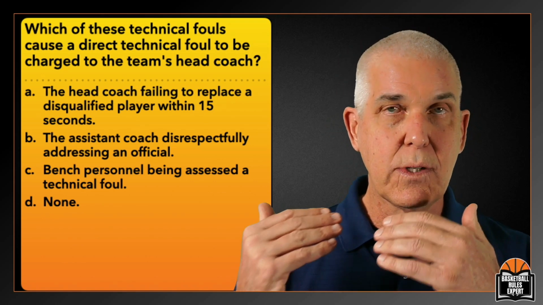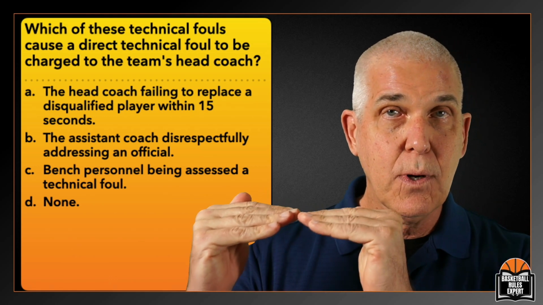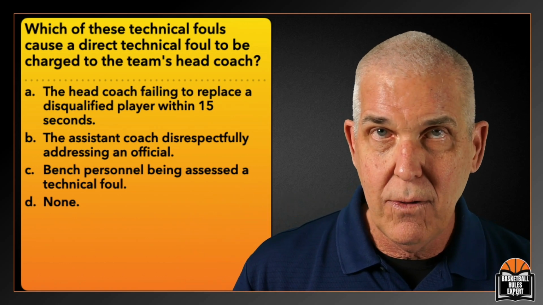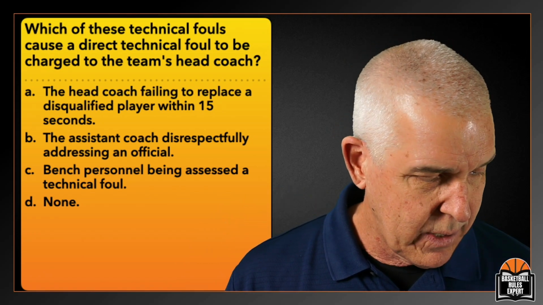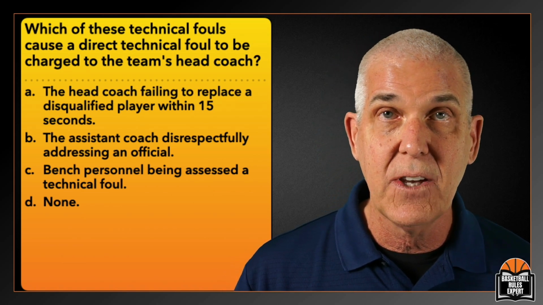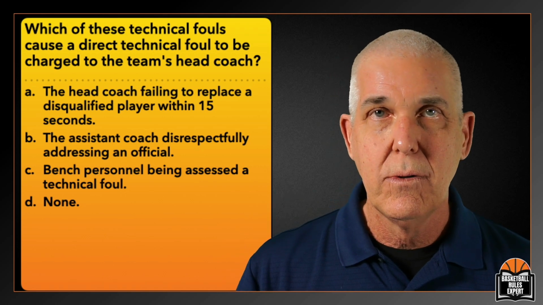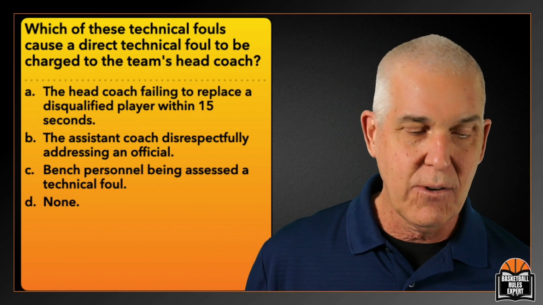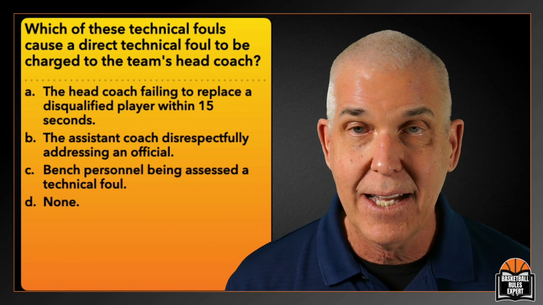In addition, the coach is responsible for the behavior of bench personnel. If bench personnel is assessed a technical foul, it is indirectly charged to the head coach. So in our situation where we have an assistant coach disrespectfully addressing an official, that is a technical foul on the assistant coach. In addition, since it was bench personnel, that is an indirect technical foul assessed to the head coach.